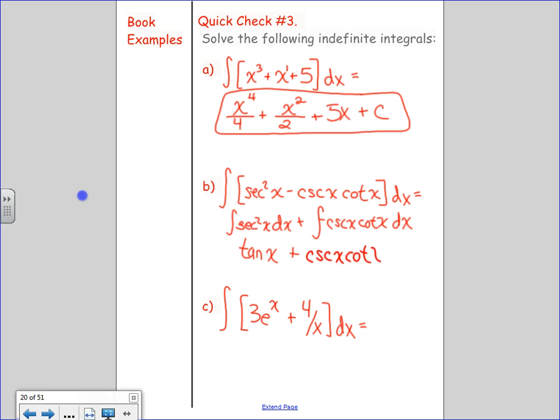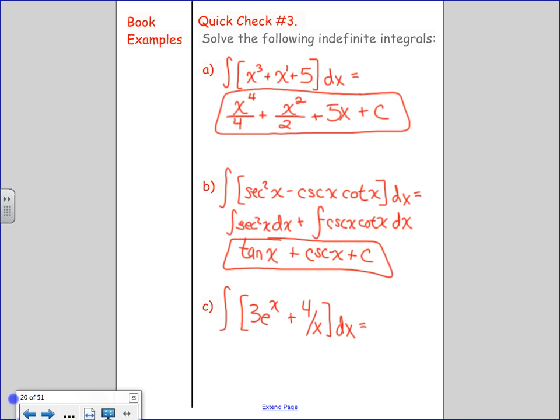You can always double check at the end. Be good at your derivatives. Derivative of tangent, secant squared. Who has a derivative of cosecant cotangent? Just cosecant. Now double check. Derivative, negative cosecant cotangent, derivative of C, 0, done.